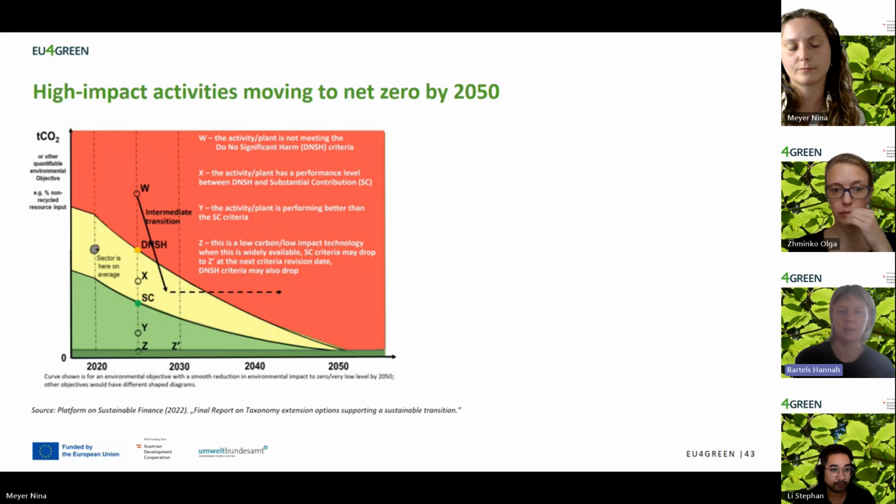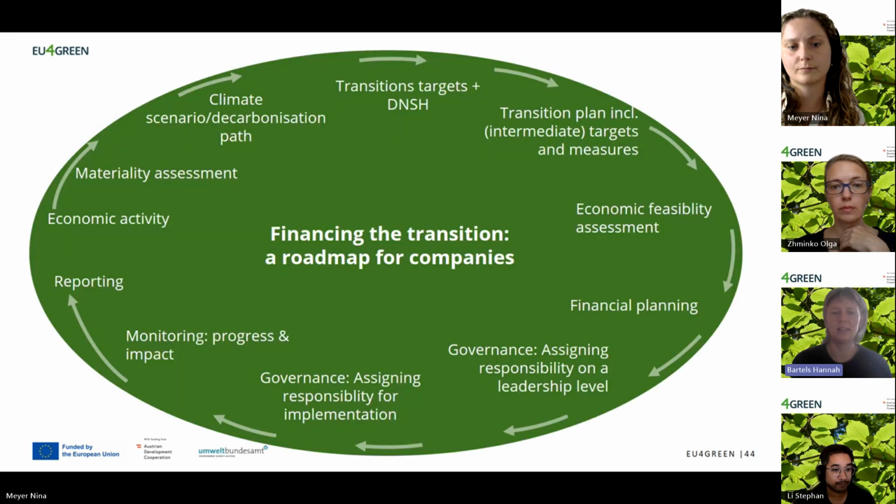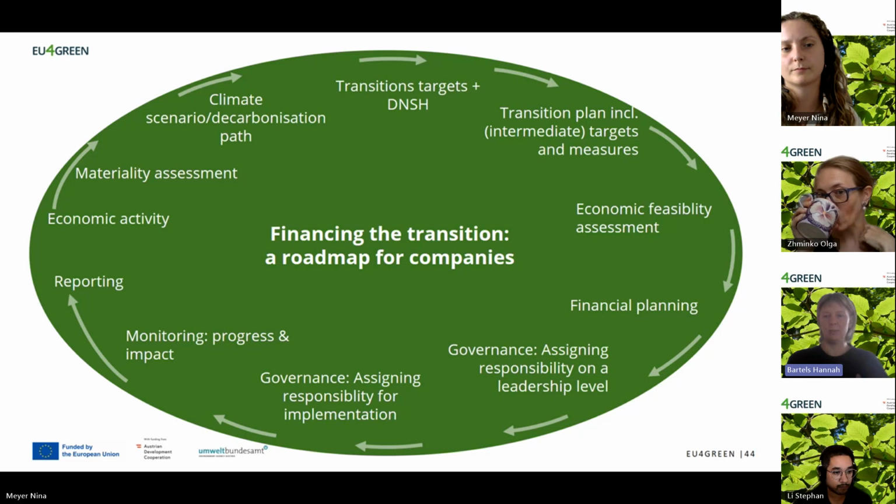This slide, I think we can skip and move forward to the next one, which is concerned with a roadmap for companies on how their transition could look like in order to also qualify for transition financing. So we would start at the left side of the graph with the economic activity and move clockwise according to the arrows. So a company starts by looking at its economic activities and making a materiality assessment.